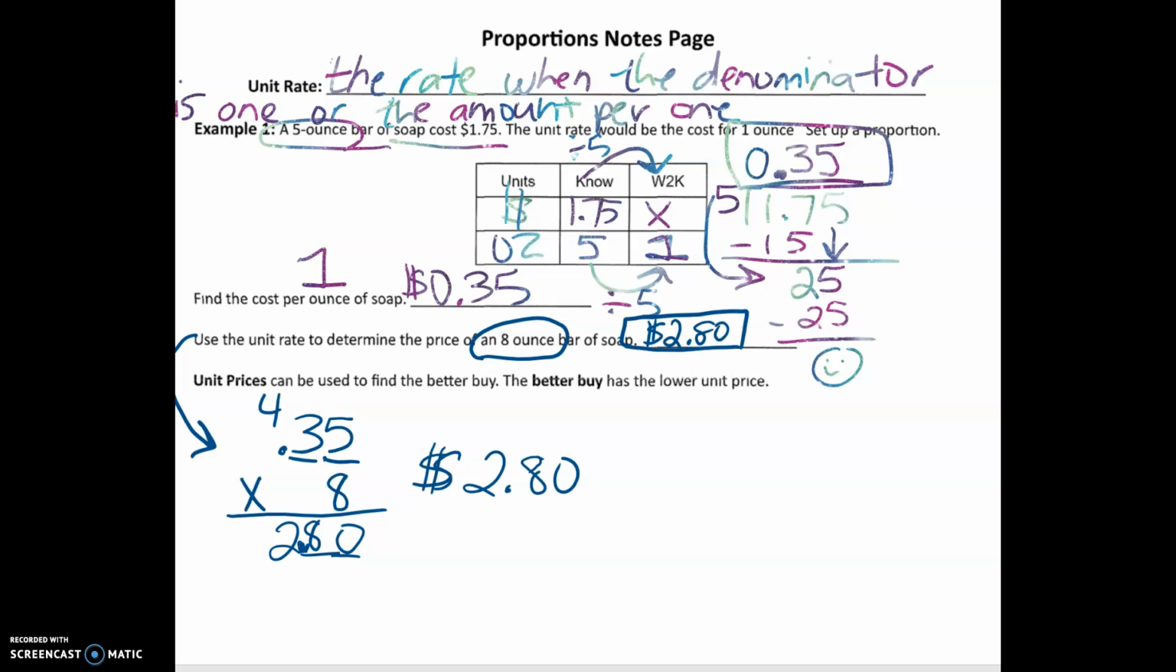Now the next one says the better buy has the lower price. So that's really important to remember too, that the lower unit price is going to be the better buy. So it's not always the lower price altogether, it's the lower price per one unit that is the better buy. So let's take a look at our next example.